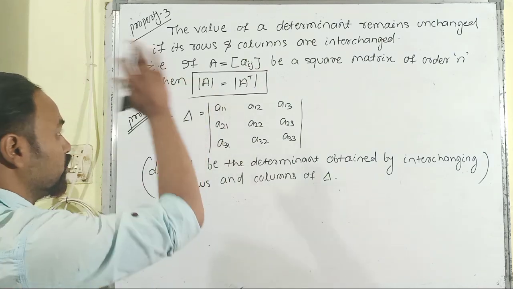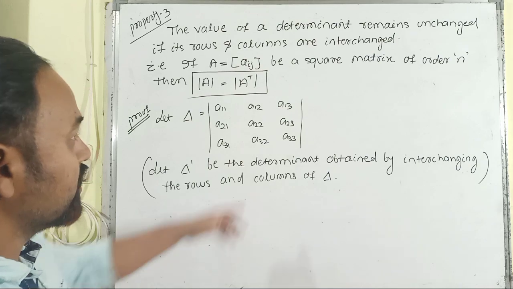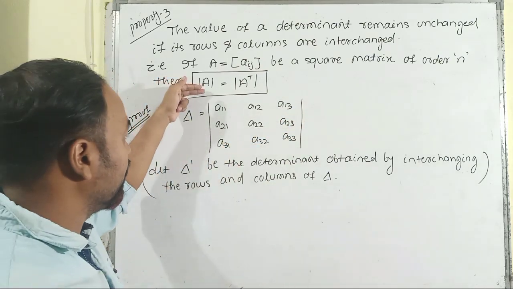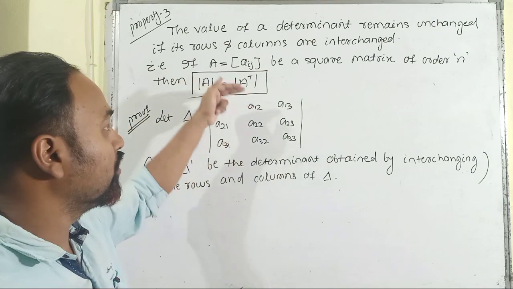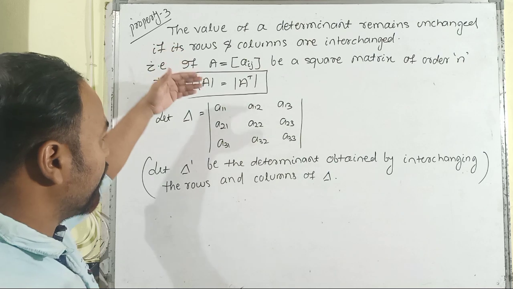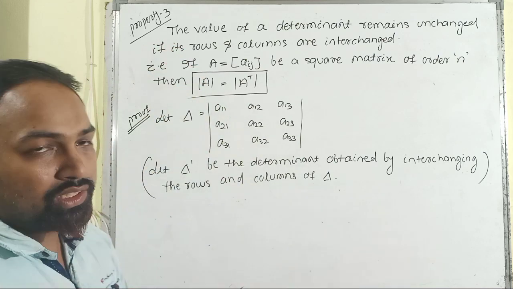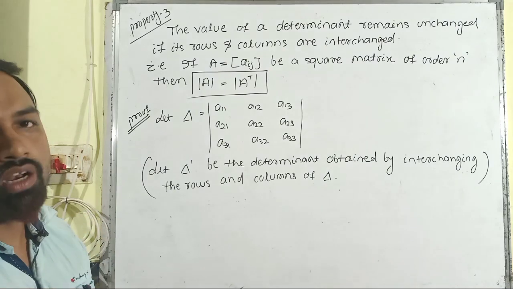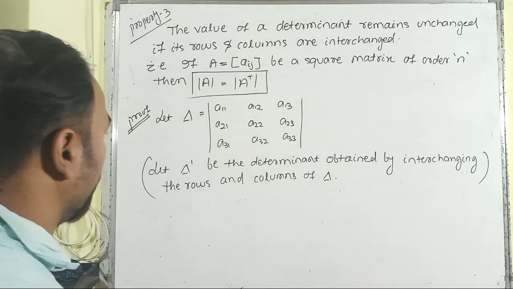Suppose Aij is a square matrix of order n, that means the value of the determinant of A is equal to the value of the determinant of its transpose. That means if we find the transpose of any matrix, then the value of the determinant will be equal to the original value of the given determinant. So let us prove it.